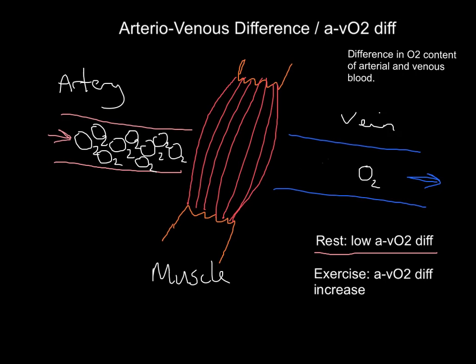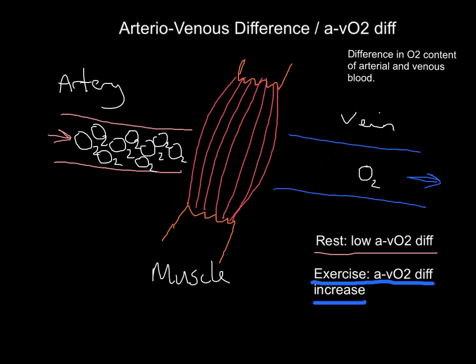Okay? That is to say, now during exercise, a-vO2 diff increases. Okay, there should be, I missed an S off the end there, apologies for that, but there's an increase in a-vO2 diff, i.e. there is now a lot more oxygen in the artery compared to what there is in the vein. So that is a-vO2 diff. How much oxygen is in the blood in the artery compared to how much is in the vein? At rest, there is a low difference. The oxygen content of the artery is very similar.